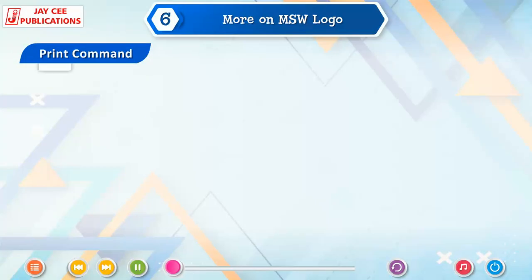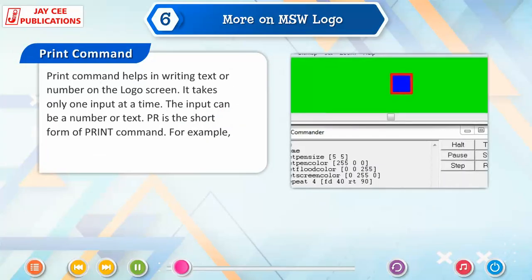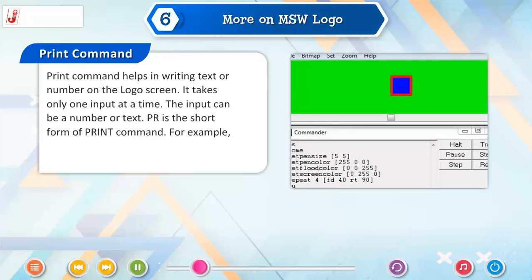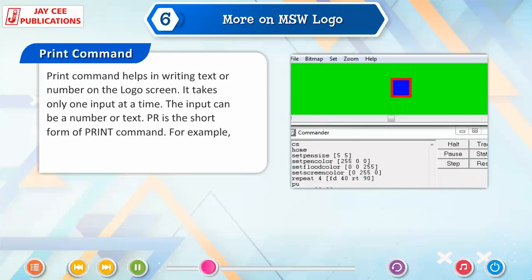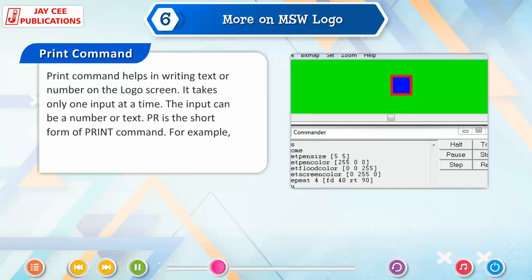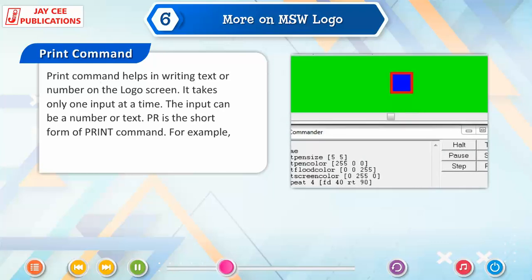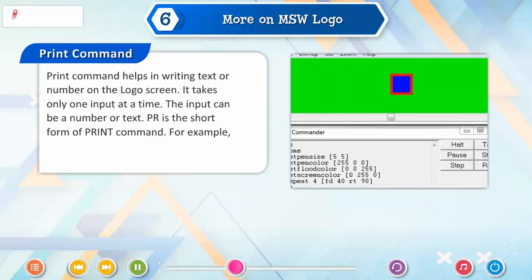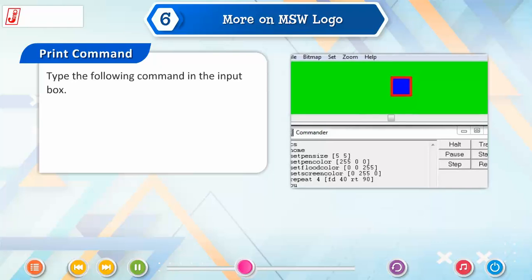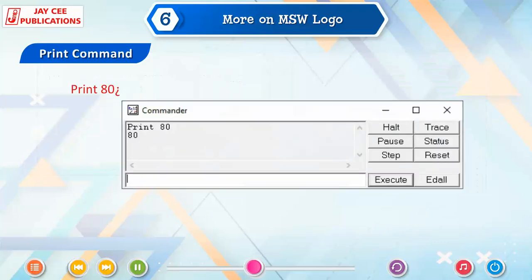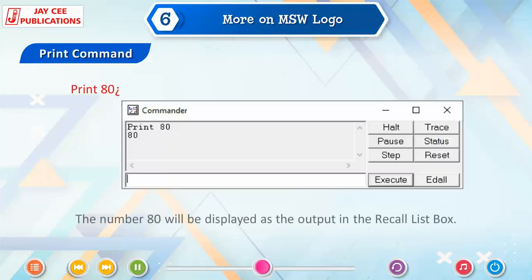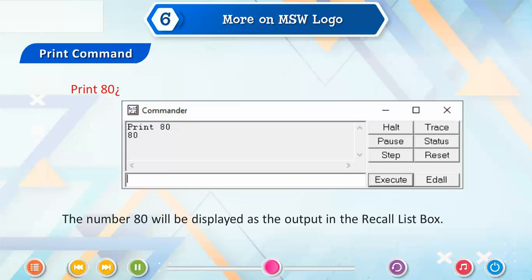Print command. The print command helps in writing text or numbers on the Logo screen. It takes only one input at a time. The input can be a number or text. PR is the short form of the print command. For example, type the following command in the input box. Print 80, enter. The number 80 will be displayed as the output in the recall list box.